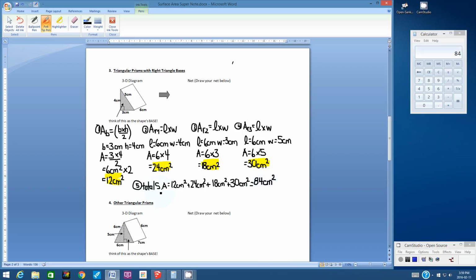Okay, therefore, total surface area is 84 centimeters squared. Okay, so that takes care of this type of triangle, this special type of triangle that has a right triangle as its base, and all three sides of the triangle are different lengths.